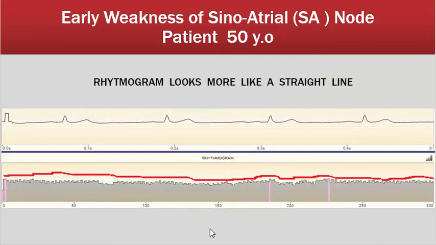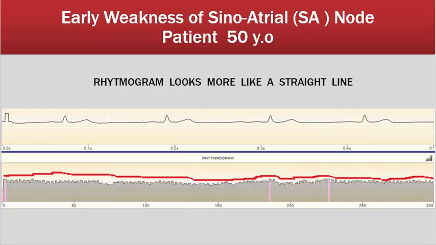But we want to see what the difference is, especially with older people. So you see the arrhythmogram looks like up and down, but it doesn't have a nice pattern. It's more like a straight line, up and down. If you look at it, it's more of a straight line. So this is what's more suspicious for SI node weakness.